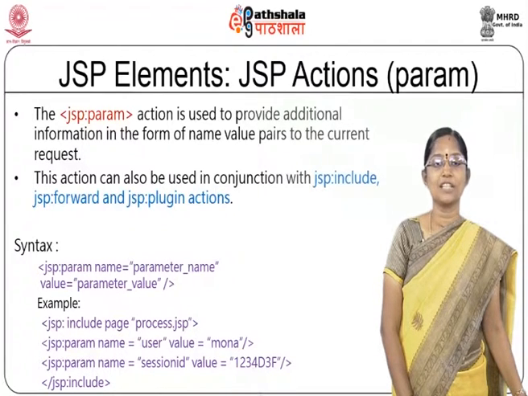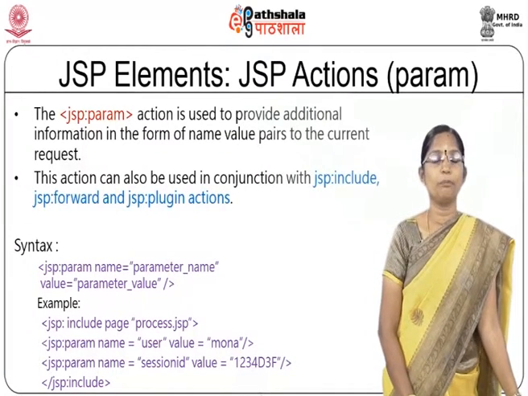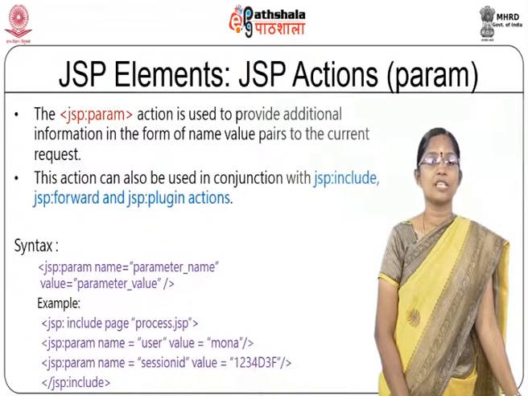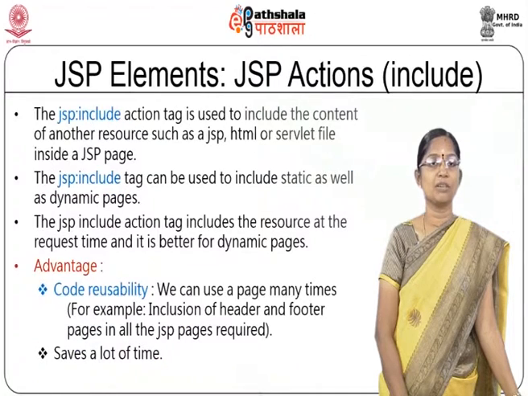Let us go through an example. Because I told you already that this has to be used along with the include tag, forward tag and plugin tag, in the following example the parameter is going to be used along with the include tag. So jsp:include page is process.jsp. It is going to include process.jsp. There we are going to create a parameter named user and the value is Mona. The second parameter is named session ID and the value is 1234D3F. This parameter tag is used to provide some additional information as a name and value pair. Other than that it does not have any meaning. It is going to give some additional information.